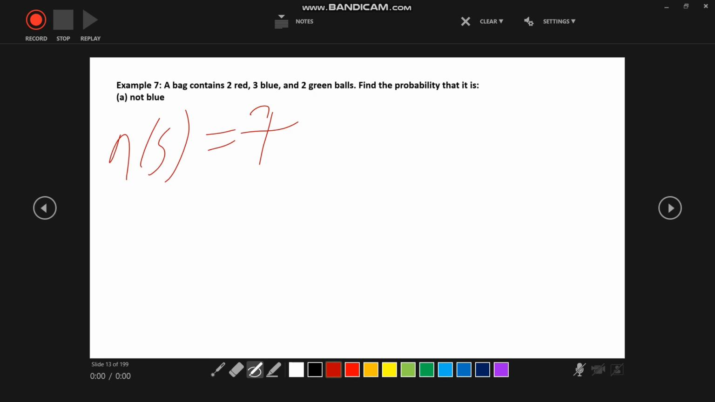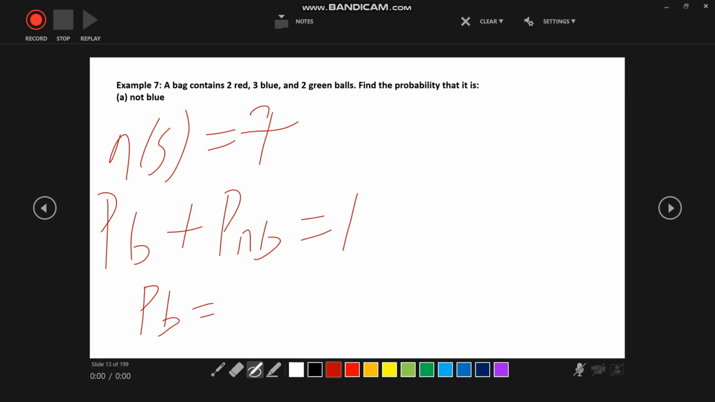Remember I said we cannot compute the probability that the ball is not blue from the data of this whole experiment, but there is an event in each experiment. So this one is an event. We want to determine whether the ball is blue or not blue. So the probability that the ball is blue plus the probability that the ball is not blue is equal to 1.